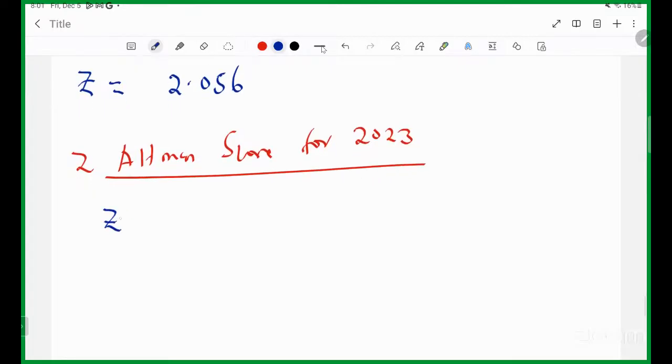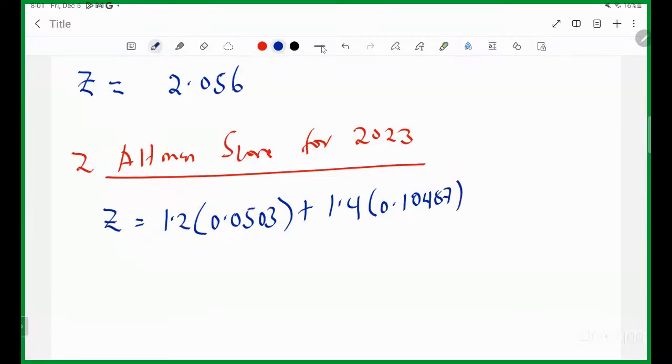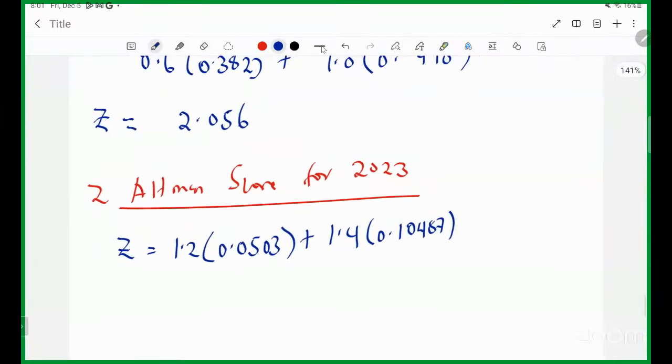Let's work together. Z is equal to 1.2 times 0.05, plus 1.4 into 0.1, 0.104, sure, 0.087. No, it was 0.16. It was 0.16.